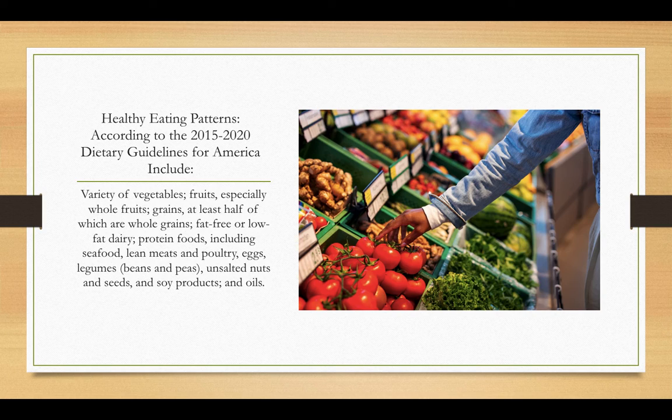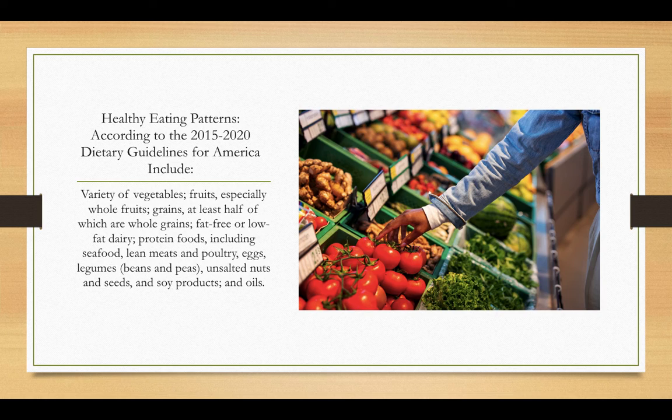Well, according to the 2015-2020 Dietary Guidelines for Americans, healthy eating patterns should include a variety of vegetables, fruits, especially whole fruits, grains, at least half of which are whole grains, fat-free or low-fat dairy, protein foods, including seafood, lean meats, and poultry, eggs, legumes, for example, beans and peas, unsalted nuts and seeds, and soy products and oils.